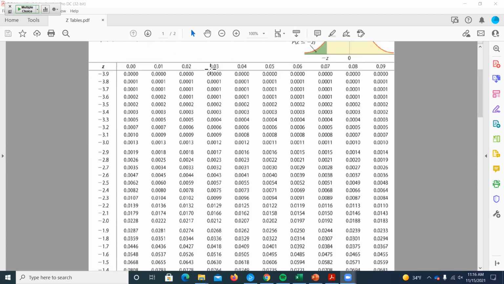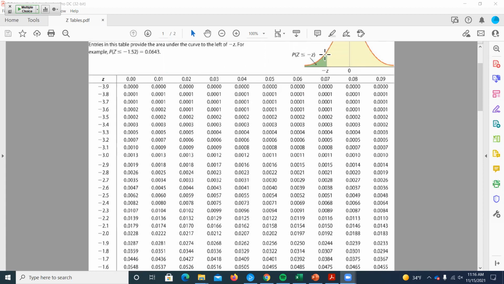So we'll use the higher of the two, which is 2.33, but it's not negative because I'm dealing with a right tail test. The table tells me the Z value that would give me 0.01 in the lower left tail. I actually want 0.01 in that upper right tail. So it's going to be the exact same value, but positive, because we have a symmetric distribution.